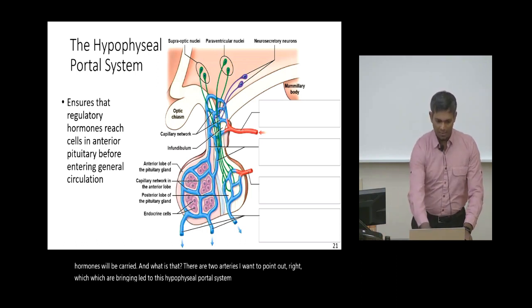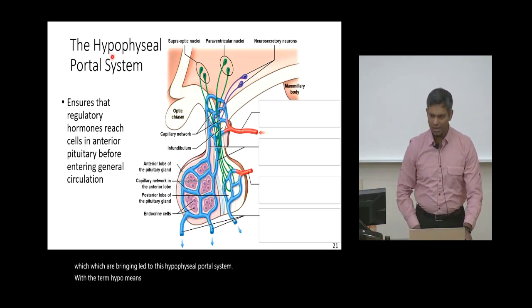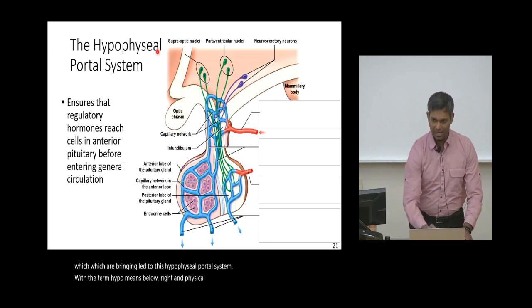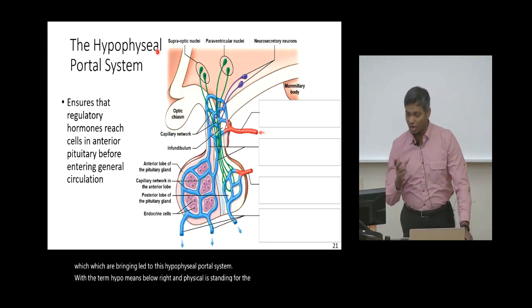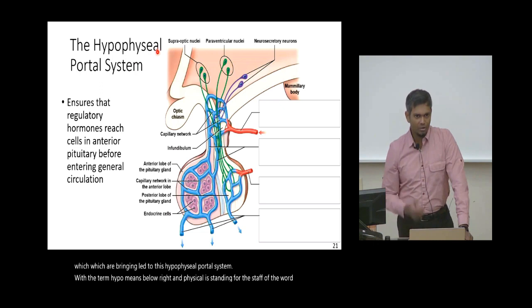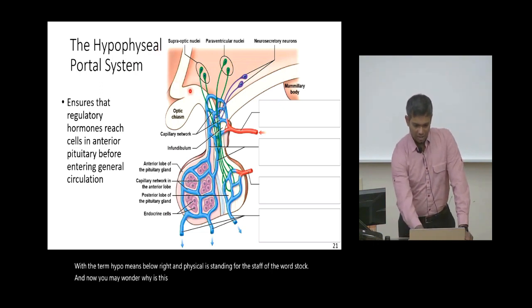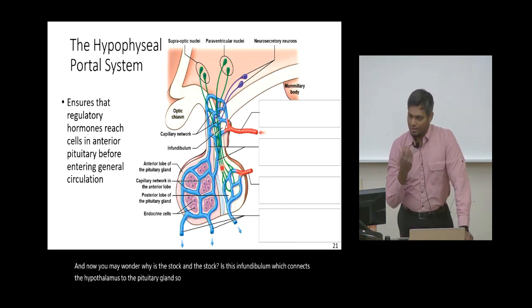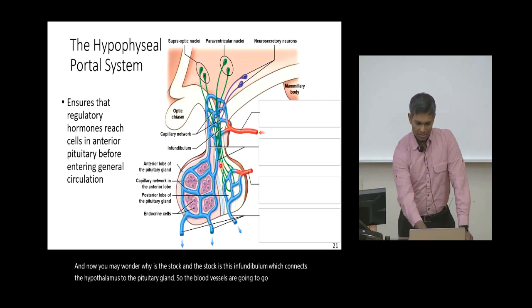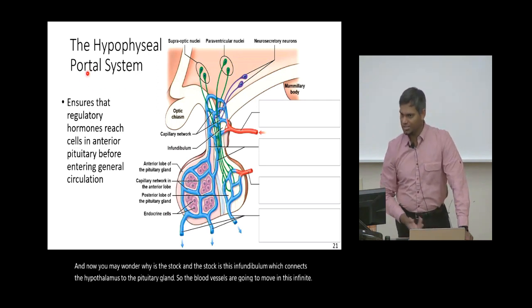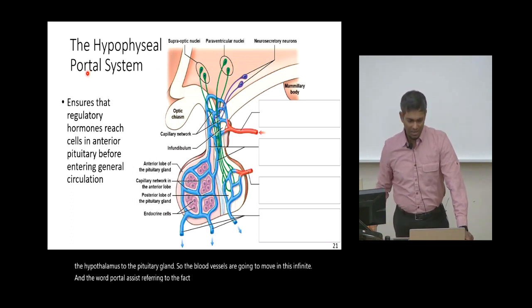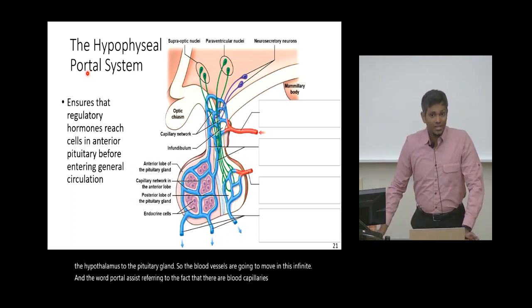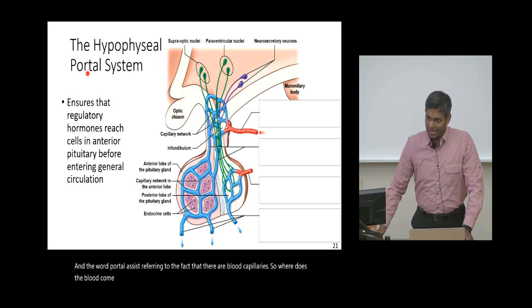So the term hypo means below, and physeal stands for the word stalk. And you may wonder, where is the stalk? The stalk is this infundibulum which connects the hypothalamus to the pituitary gland. So the blood vessels are going to go in this infundibulum. And the word portal is just referring to the fact that there are blood capillaries. So where does the blood come from for these capillaries?